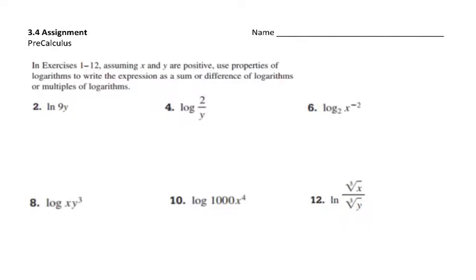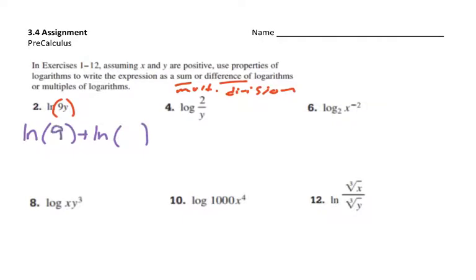We're going to use properties of logarithms to write the expression as a sum or difference of logarithms. So remember that a sum is going to come from multiplication, and a difference is going to come from division. So, we're going to go ahead and, again, expand this. Taking a look at the first one, we've got natural log of 9 times y. So there's multiplication, which means we can change it into an addition of two logarithms. So a natural log of 9 and a natural log of y. And that's all they're looking for. Just, can you expand it into two different logs.